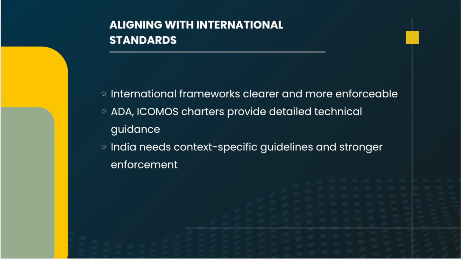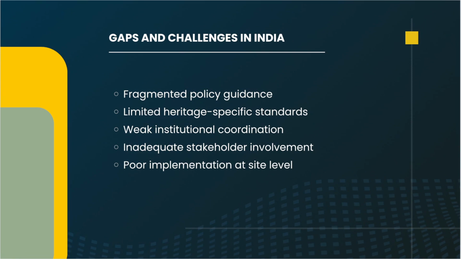In contrast, international standards are shown to be more comprehensive, detailed, and enforceable, offering clear technical guidance and stronger legal backing. The bibliometric analysis further supports this gap, indicating that Indian research and policy engagement with accessibility in heritage contexts remains significantly underdeveloped compared to global scholarship. Some structural challenges in India include weak institutional coordination, insufficient implementation mechanisms, and lack of stakeholder involvement. These issues hinder the effective translation of policy into practice, thereby limiting inclusive access to heritage sites.